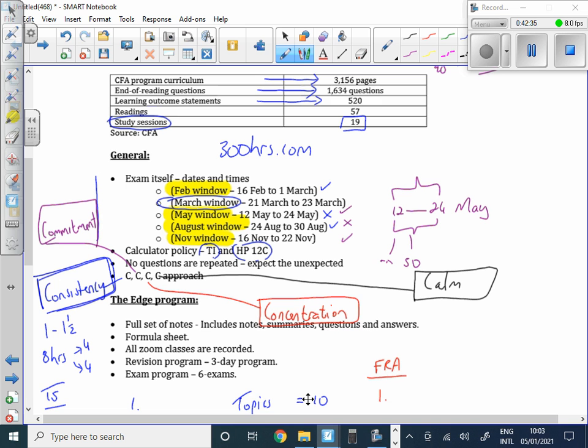Okay, and remember, at the end of the day, guys, I've given you 4 C's: commitment, consistency, concentration, and calm. And remember, again, all of these 4 C's are really just to get the 5th C, which is CFA.